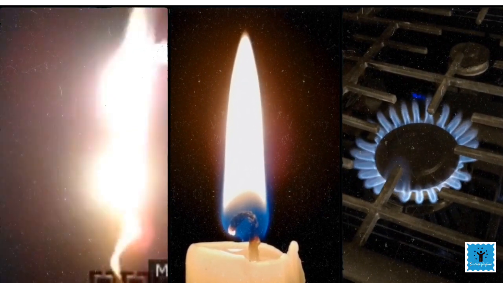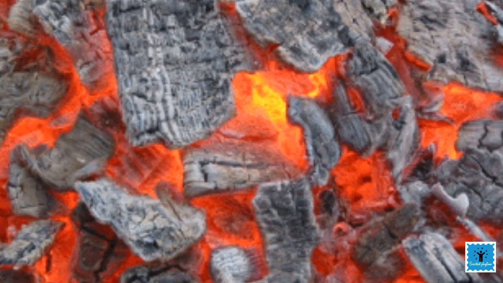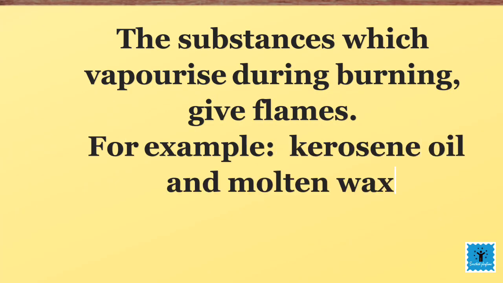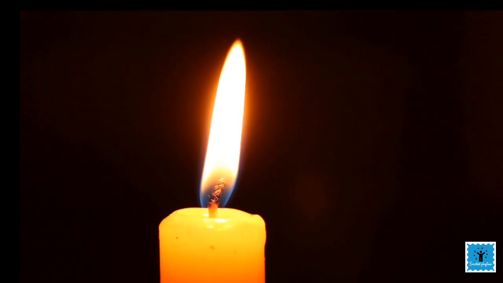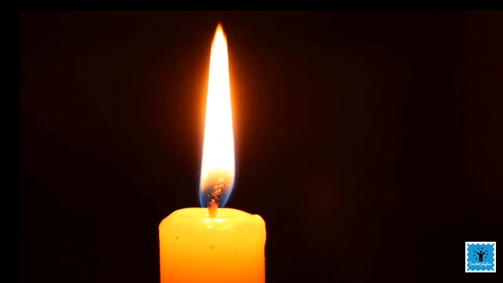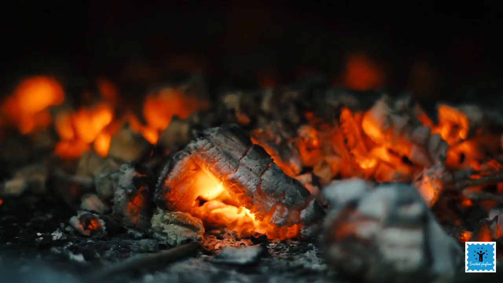There are some materials which form flame on burning, and there are some more which don't. The substances which vaporize during burning give flame, for example, kerosene oil and wax. If you observe carefully, there is a wick in the middle of a candle. When we burn it, the molten wax rises through the wick and is vaporized during burning and forms flame. On the other hand, charcoal doesn't vaporize, so it doesn't produce a flame.